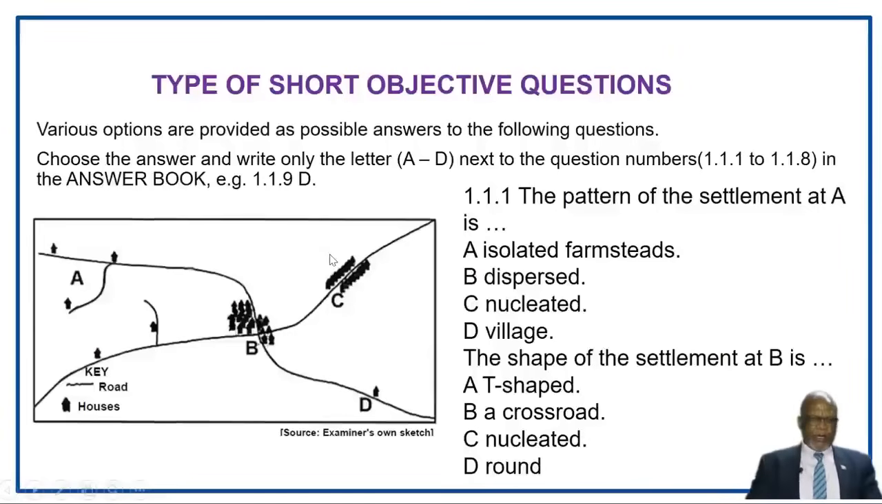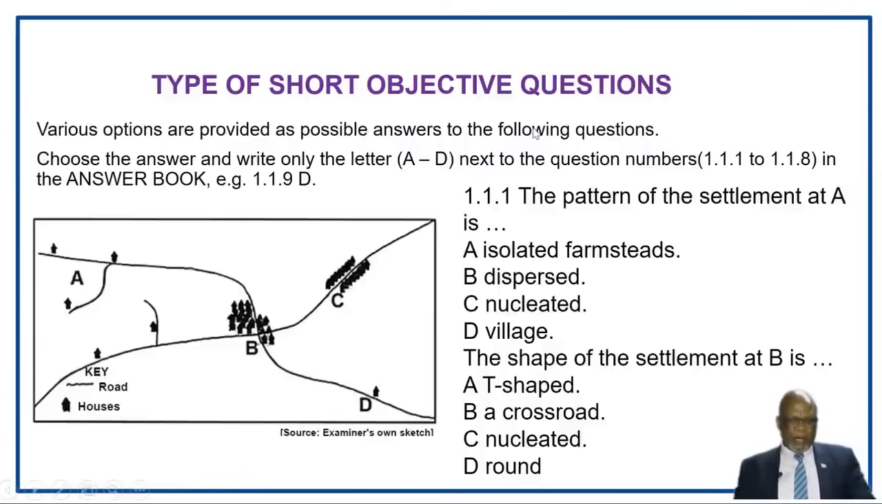Now, let's look at a typical type of short objective questions. Here is the first question. It says, various options are provided as possible answers to the following questions. Choose the answer and write only the letter A to D next to the question numbers. So it is very important that you read your leading statements to your question. You cannot start answering the questions before you read your leading statement.